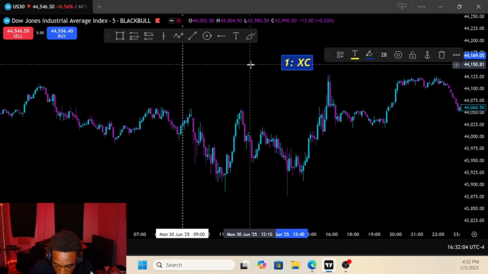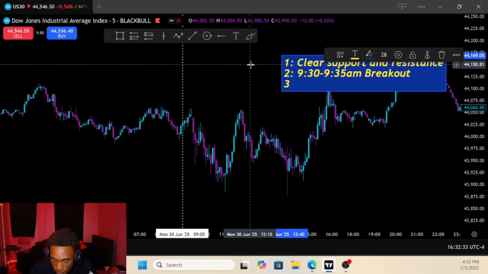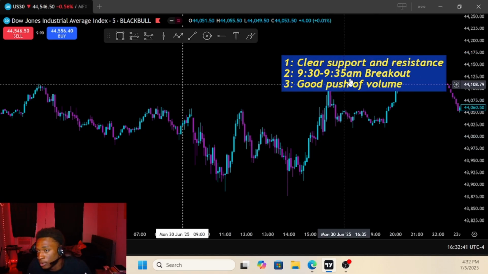So, clear support and resistance, a breakout between 9:30 and 9:35 a.m., and we want to see some volume. Good push of volume. Alright, three confluences.